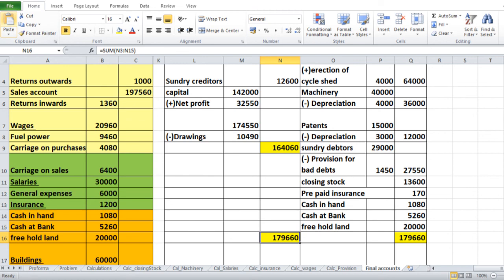If it is not matching, that means you have missed out any adjustment somewhere or miscalculated the adjustment. You need to rectify it and then make sure the totals on the asset side and liability side are matching with each other.